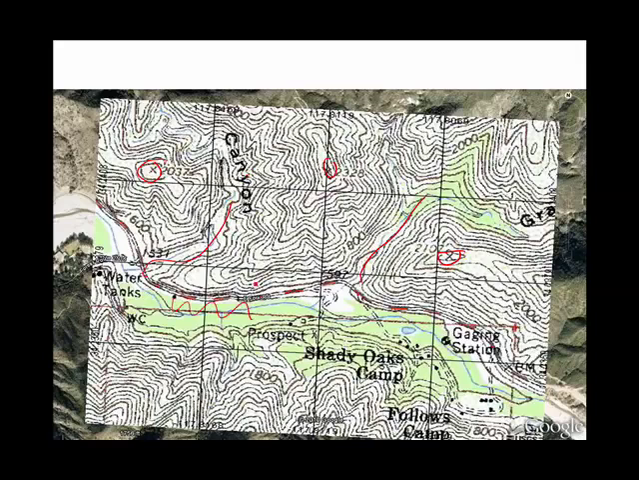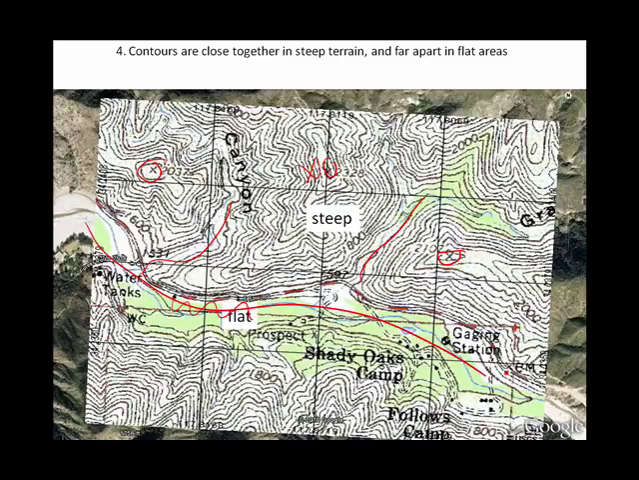Notice that this area here along the East Fork doesn't have any contour lines in it, or very few, while this area here has a lot of contour lines. Why? I suspect you figured it out already, that the area along the San Gabriel River is flat, and the area along the mountain is steep. So that can be our fourth rule of contour lines, that contours are close together in steep terrain and far apart in flat areas. They're incredibly useful. If I wanted to plan a hike in the San Gabriel Mountains, I would choose the flat area.